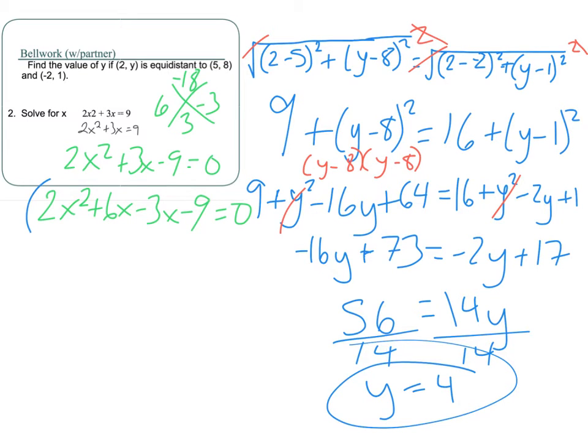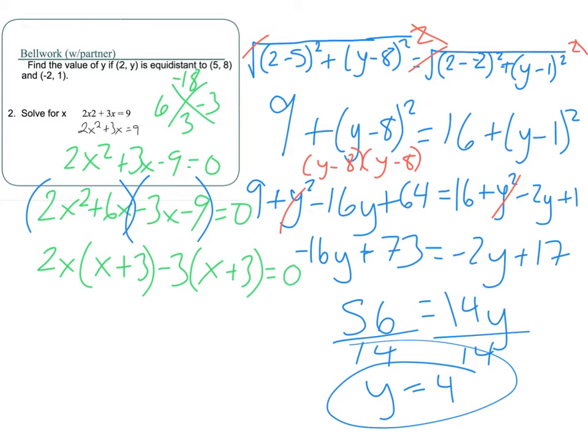Okay. So if I group the first two and the last two, I'm going to pull out a GCF, which in this case is 2x. I'm left with x plus 3. The next one, I would pull out a negative 3, and I'm left with x plus 3. So I have 2x minus 3 and x plus 3.